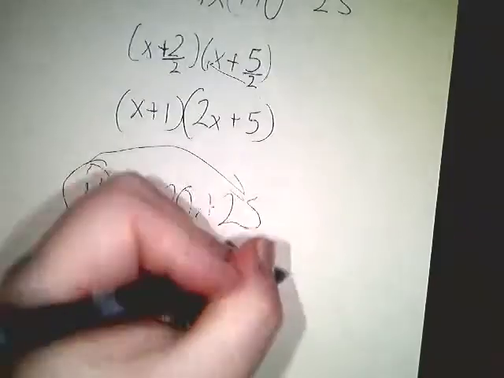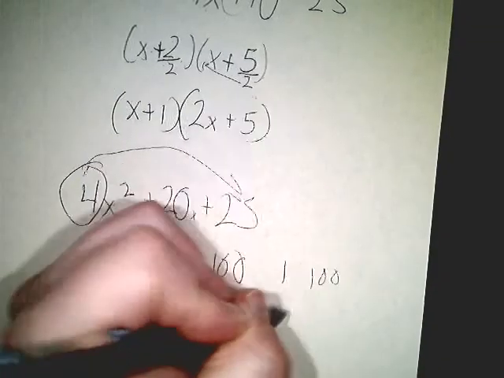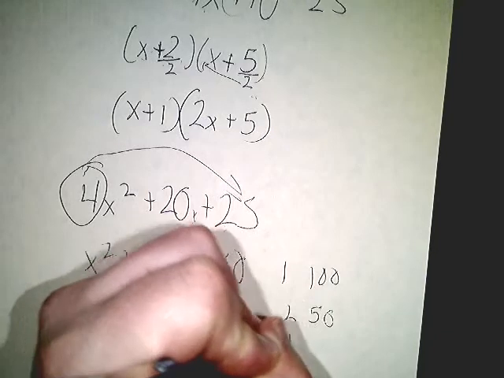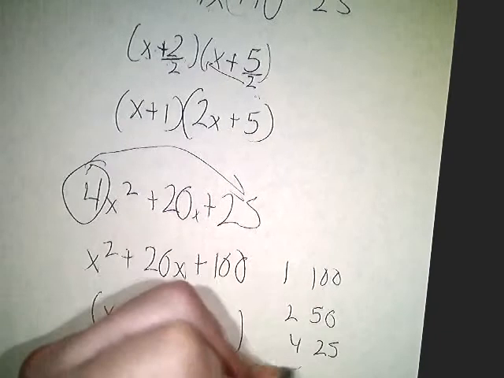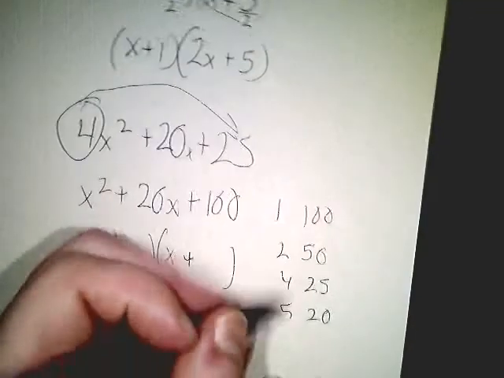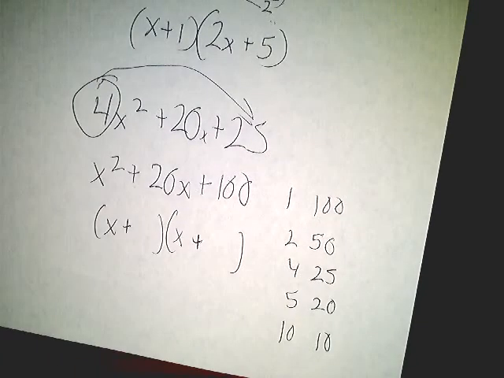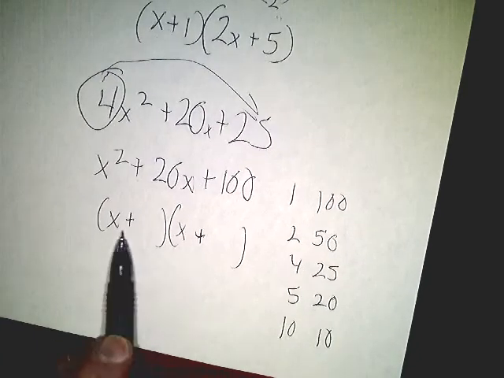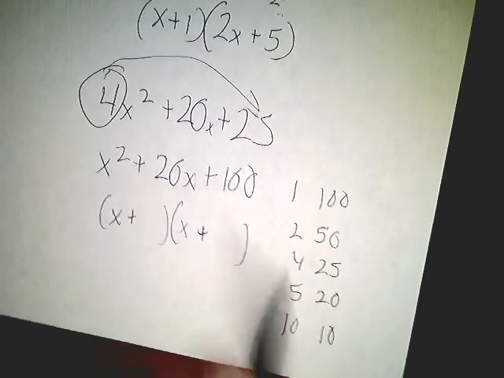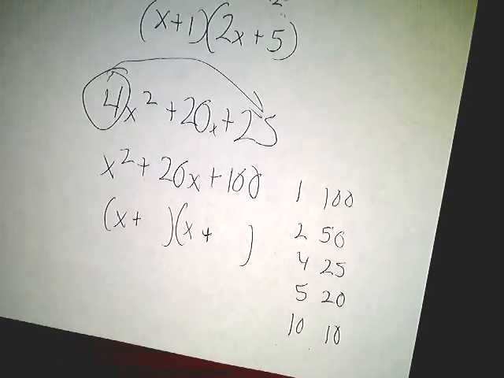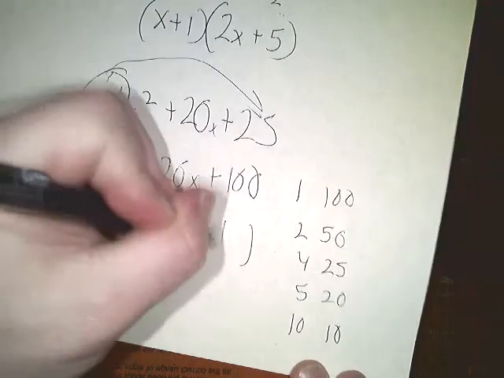Now I can make a factor list of 100. I've got 1 and 100, 2 and 50, 4 and 25, 5 and 20, 10 and 10. Those are my basic factors of 100. Now, since these two signs are the same, I'm going to add factors to try to find 20. Well, 10 plus 10 equals 20, right? So those are my factors.